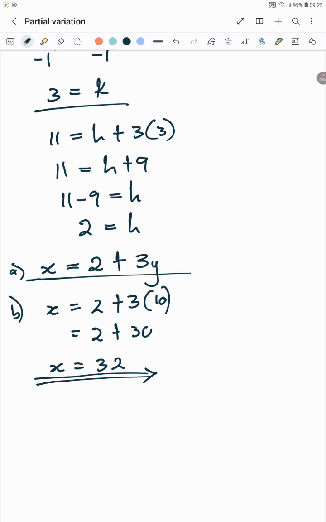Okay, so those are the two examples of partial variation. I just want you to go through them, and I want you to notice the difference between partial variation, joint variation, direct and inverse variation. This one is slightly different because you don't even use the sign of proportionality. You just go straight to the relationships by introducing the two constants. One constant will be on its own, and the other constant will be multiplied by the other variable, and you will be adding them together on the right hand side.